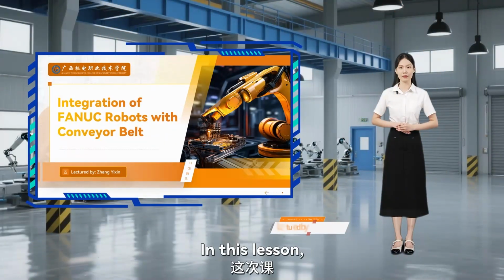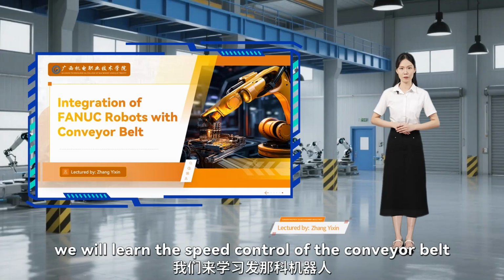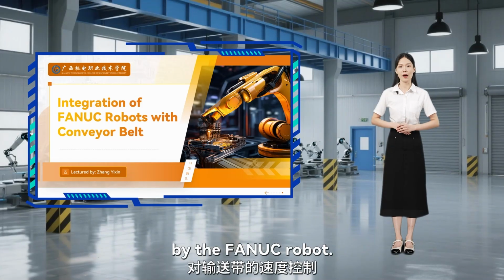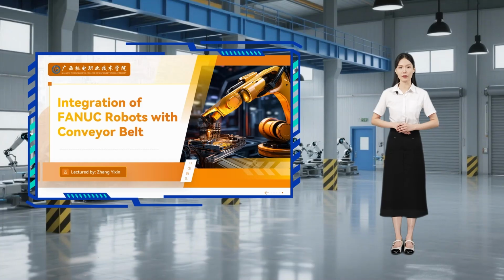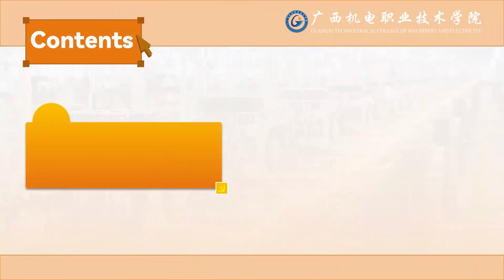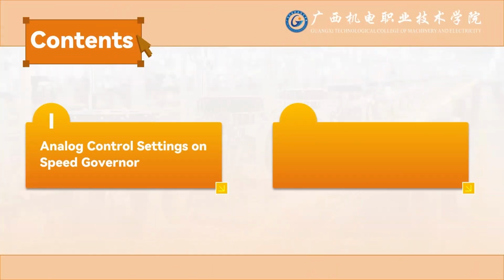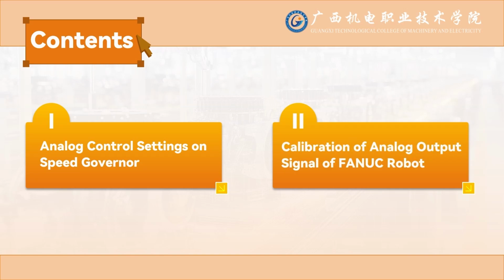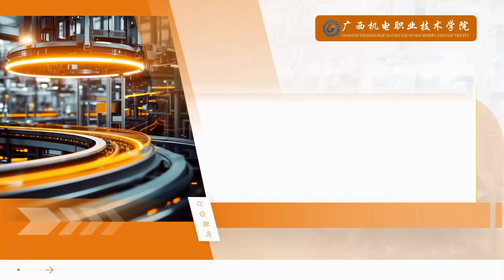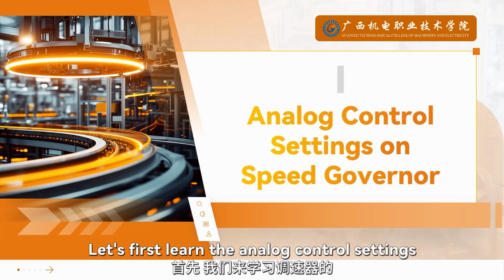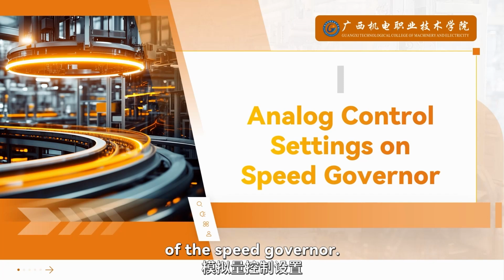Hello everyone! In this lesson, we will learn the speed control of the conveyor belt by the FANUC robot. Let's first learn the analog control settings of the speed governor.